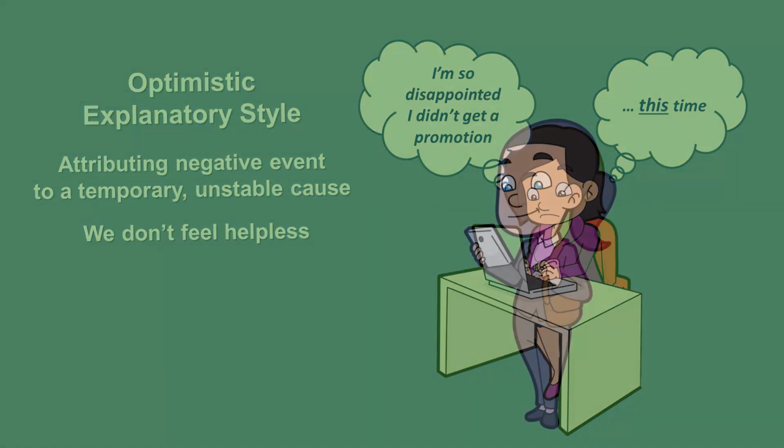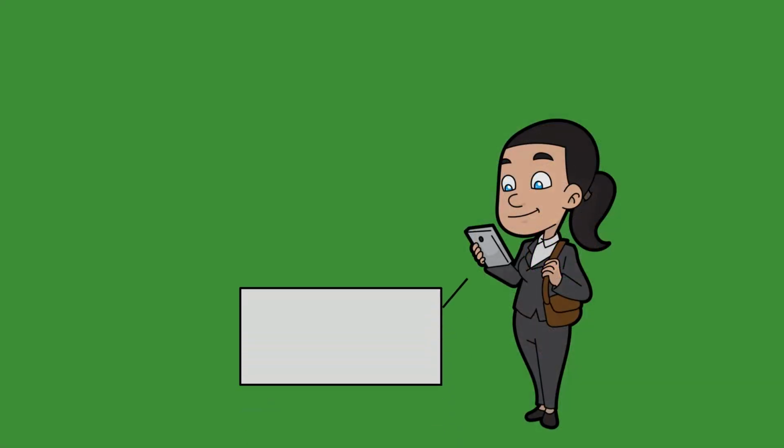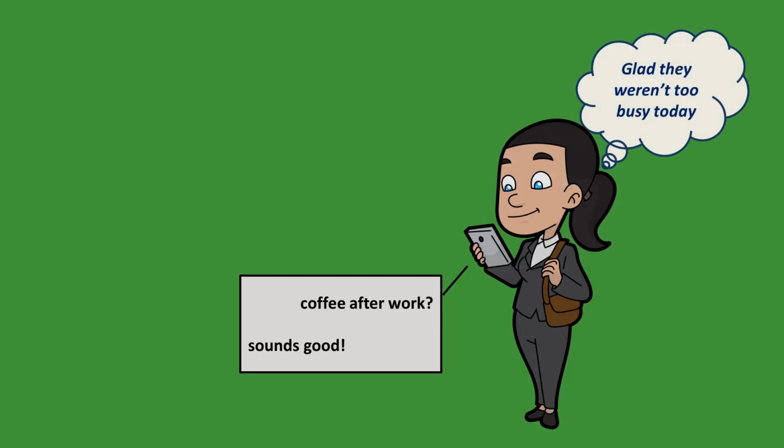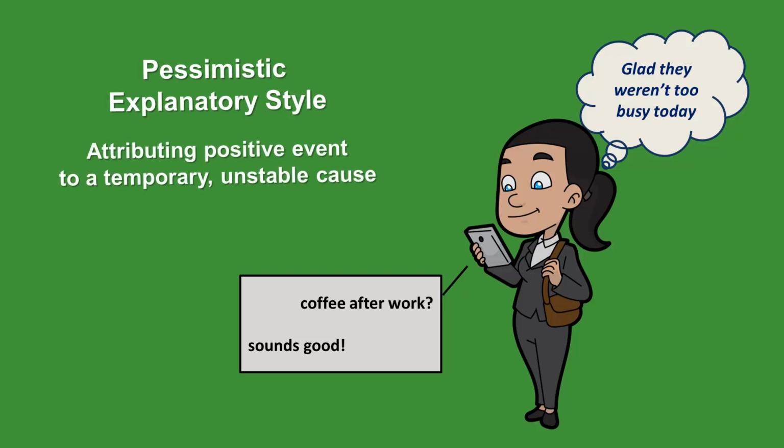Now, on the other hand, let's say something good happens. We text a friend to meet up for coffee, and they say sure. And we think, I'm glad they weren't too busy today. This would be a pessimistic explanatory style because we attribute this good event to a temporary cause. They weren't busy today, but there's no guarantee that things will continue to go this well. Maybe they'll be too busy in the future to spend time with us.